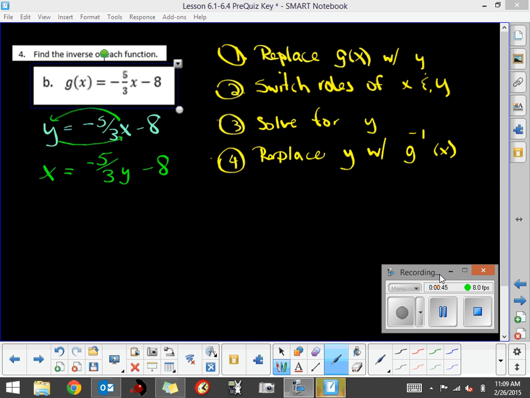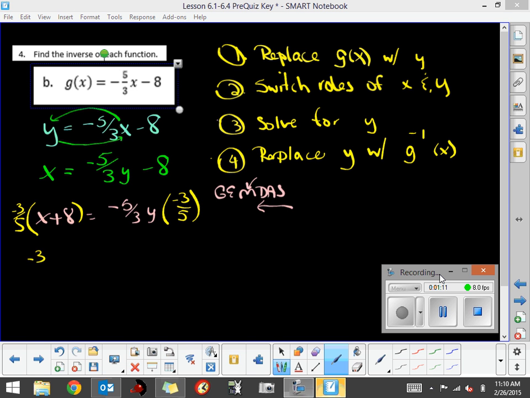We do our GEMDAS backwards. Remember, this is our guide whenever we solve equations. Get rid of our addition and subtraction first. We have x plus 8 equals negative 5/3 y. We want to get rid of multiplying next, multiplying by a negative 5/3. To me, the simplest thing to do is multiply by its reciprocal, a negative 3/5. So I'm going to multiply both sides times a negative 3/5.